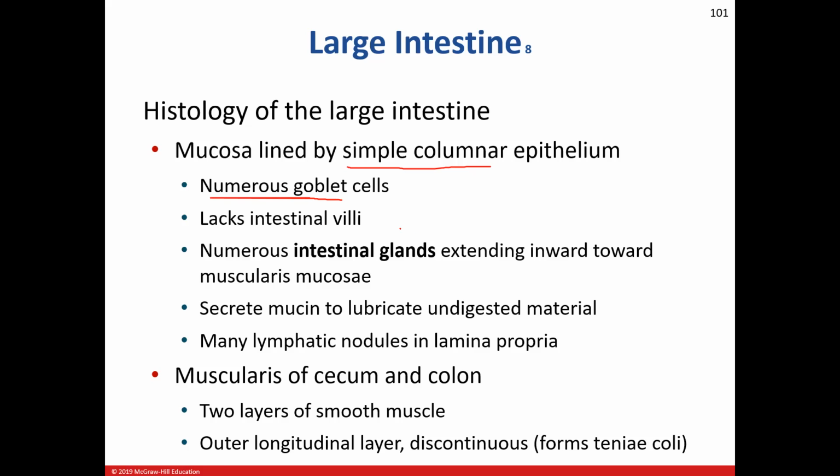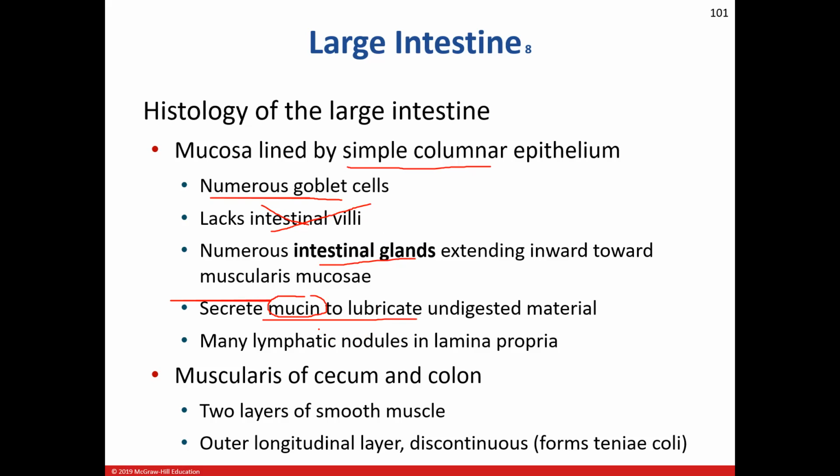But one of the things we will notice in the large intestine is that there are no intestinal villi. So we get rid of the intestinal villi here, but we will have plenty of our intestinal glands, again more mucin for lubrication.